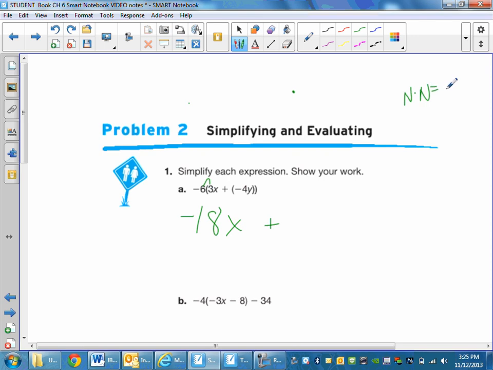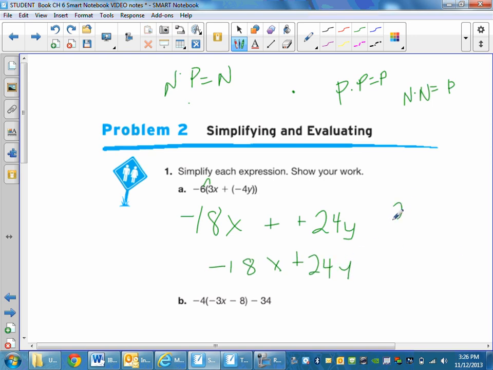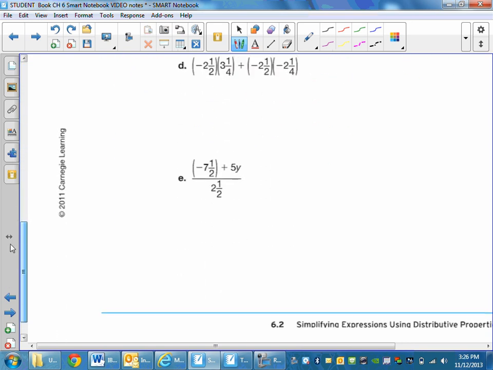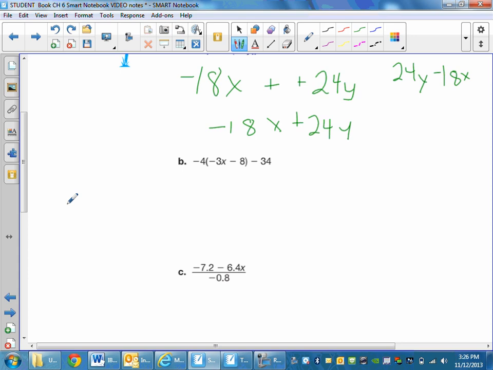Now I have a -6 times a -4y, and always remember our rules. Negative times a negative equals a positive. A positive times a positive equals a positive, and then it's going to be negative when it's a negative times a positive. So I have negative times negative, so that's going to be positive. So -6 times -4 is going to be a positive 24, and then 1 times y is just y. So I could rewrite this as -18x plus 24y. A different variation, which would mean the same thing, would be 24y minus 18x. I would be comfortable with both of those being the answer. So I want you to finish for homework tonight B, C, D, and E, and come with those tomorrow, please and thank you.